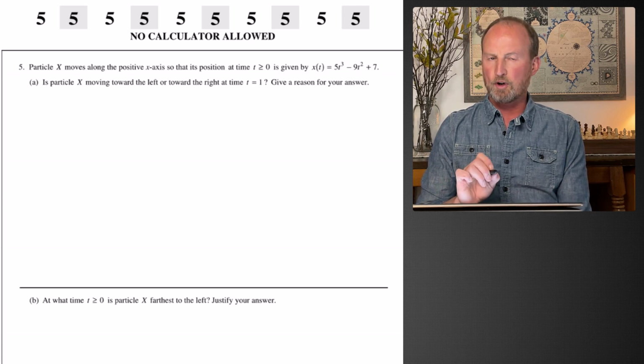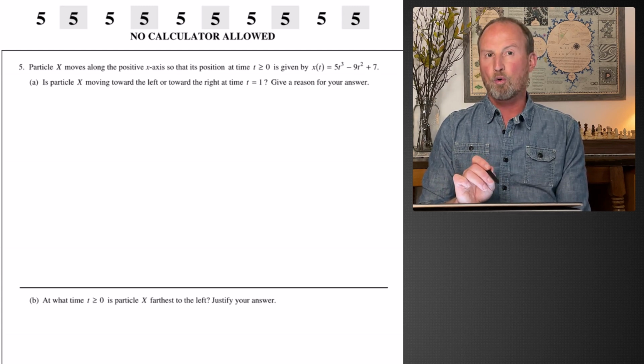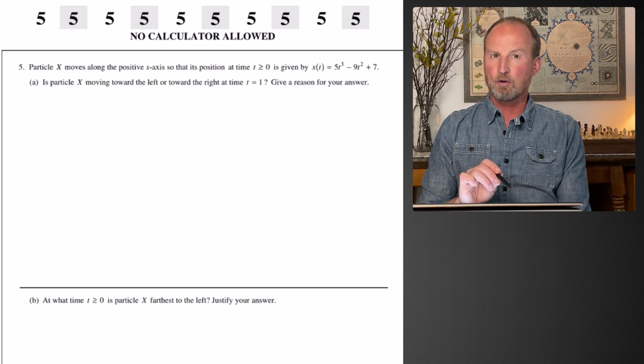Be careful with the wording. In this situation, they're simply asking, is it moving towards the left or the right? Sometimes I've seen it asked, is it moving towards the origin or away from the origin? A twist to that question. It's not a different question, it's a twist to this question.